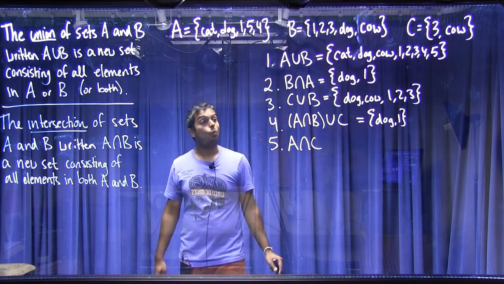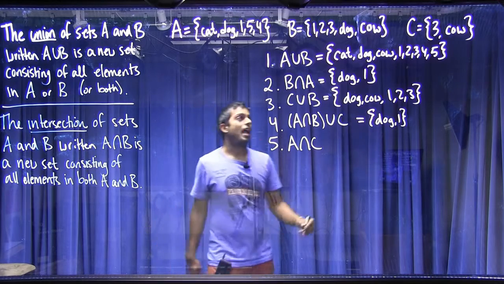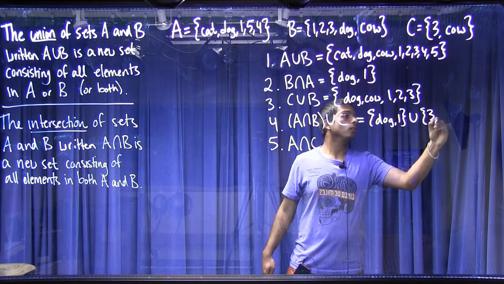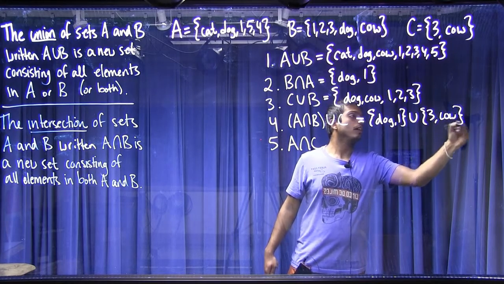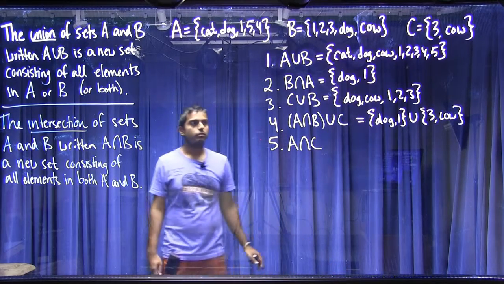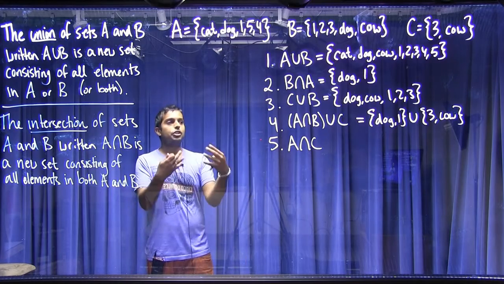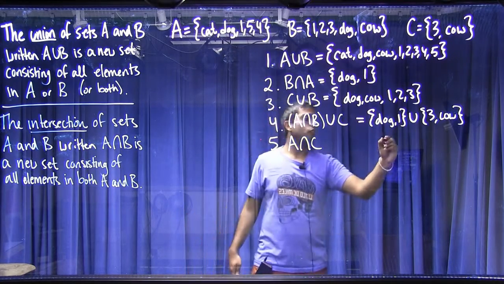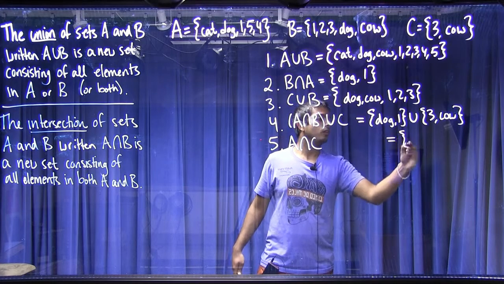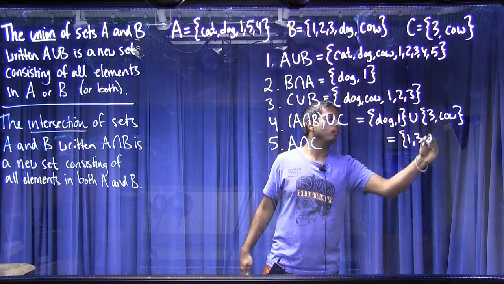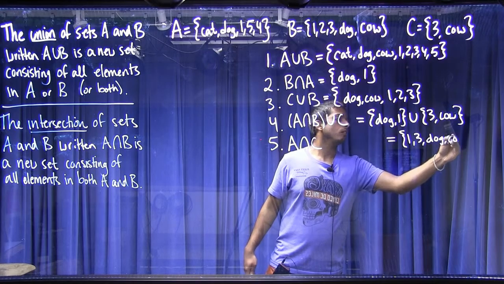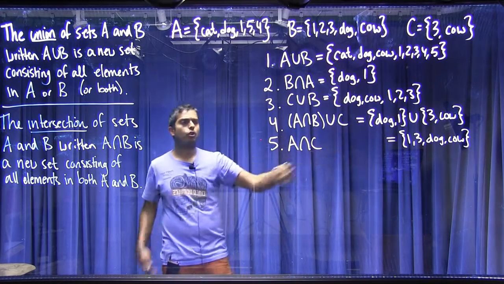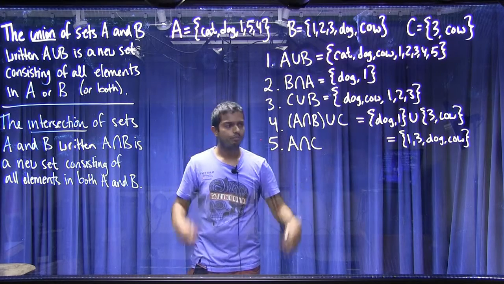is dog and 1. And we have to union that with C, which is 3 and cow. All right, and now we just take things that are in here or in there or both. And so we get that set with 4 elements. And I wrote it in that order. You can write it in whichever order you want.